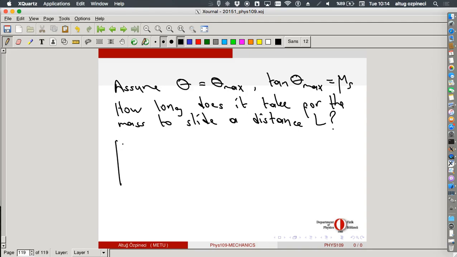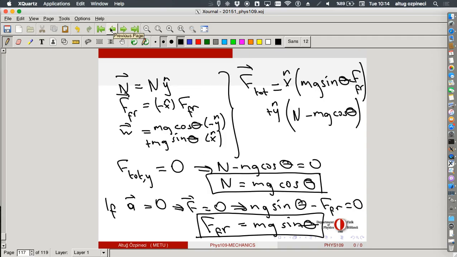Now again, this was the question. This is what we have. This is our mass. Now this is theta max. V0 is equal to 0. It's initially 0, but it's 0 just for an instant. At the next instant, it just starts sliding. So since it just becomes sliding, although at the one instant it is the static friction, starting from the next instant, we can use the kinetic friction. Now this expression for the total force still holds.